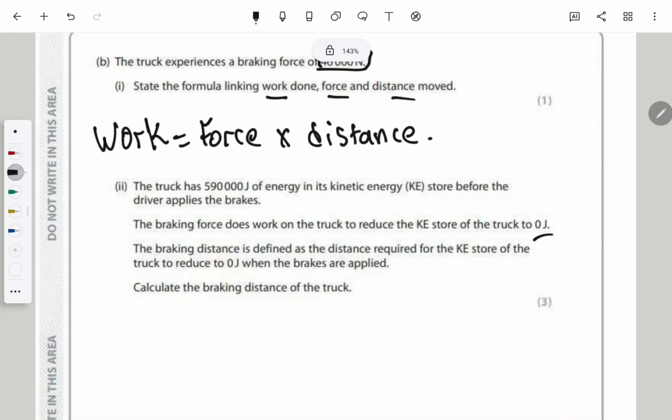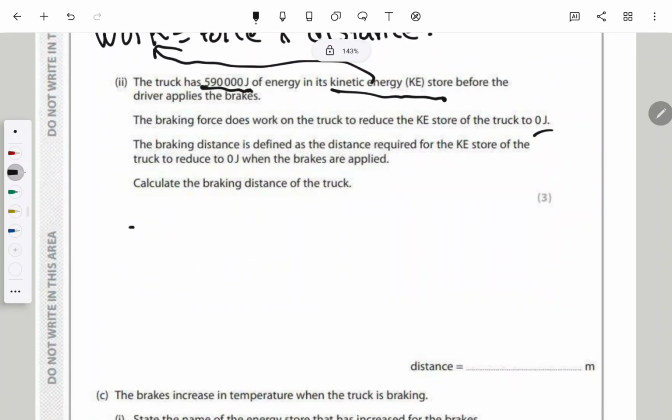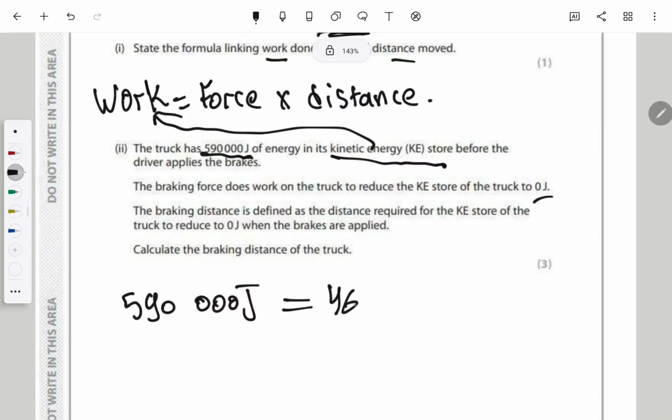And nothing complicated here at all. You already know the force, okay? And you already know the kinetic energy, which I'm just calling kinetic energy to distract you, but energy and work are in such scenarios the same thing. So you can just put 590,000 joules instead of work, equals the force which he gave you as 46,000 multiplied by the distance which I'm trying to find.